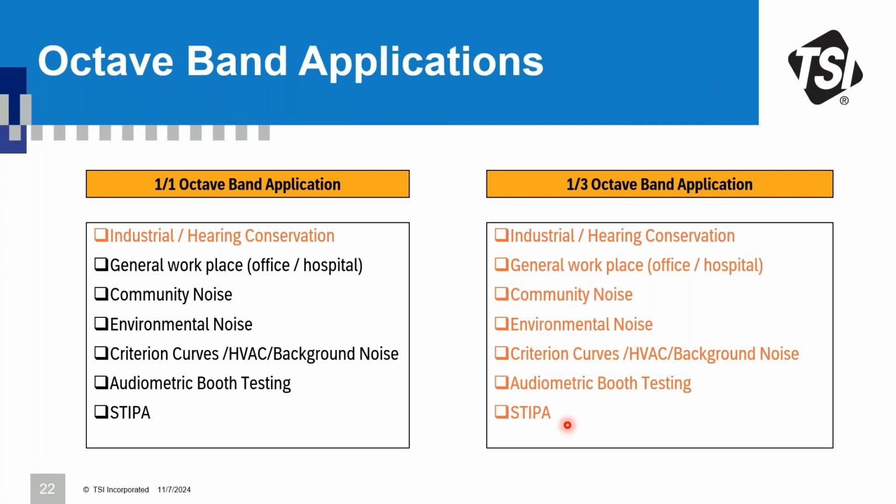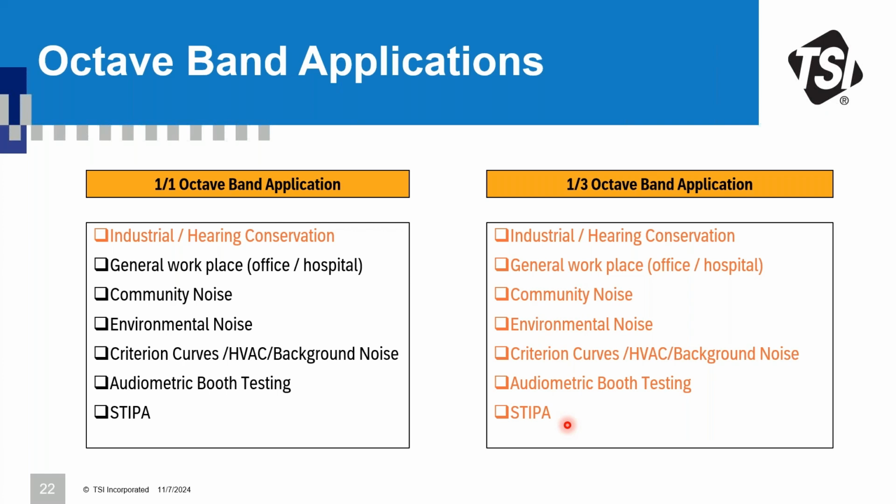Now let's talk about applications. Something you probably already noticed here is that the 1/1 versus 1/3 are basically the same applications, meaning you can use a 1/1 octave band to do industrial hearing conservation, general workplace, office, hospital, community noise, environmental noise, criteria curves, and audiometric booth.